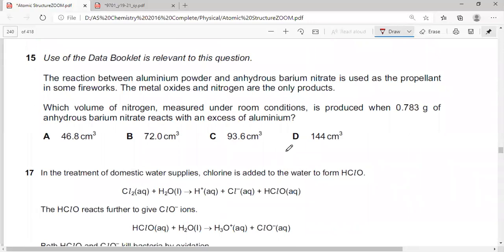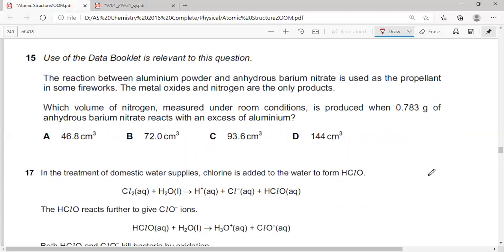Now here, another one. Another crazy one. Use the data booklet, 15 is relevant to this question. A mixture of aluminum powder and anhydrous barium nitrate is used in a propellant in some fireworks. This came out twice actually. Metal oxides and nitrogen are the only products. Remember, they tell you because sometimes you don't know the reaction.